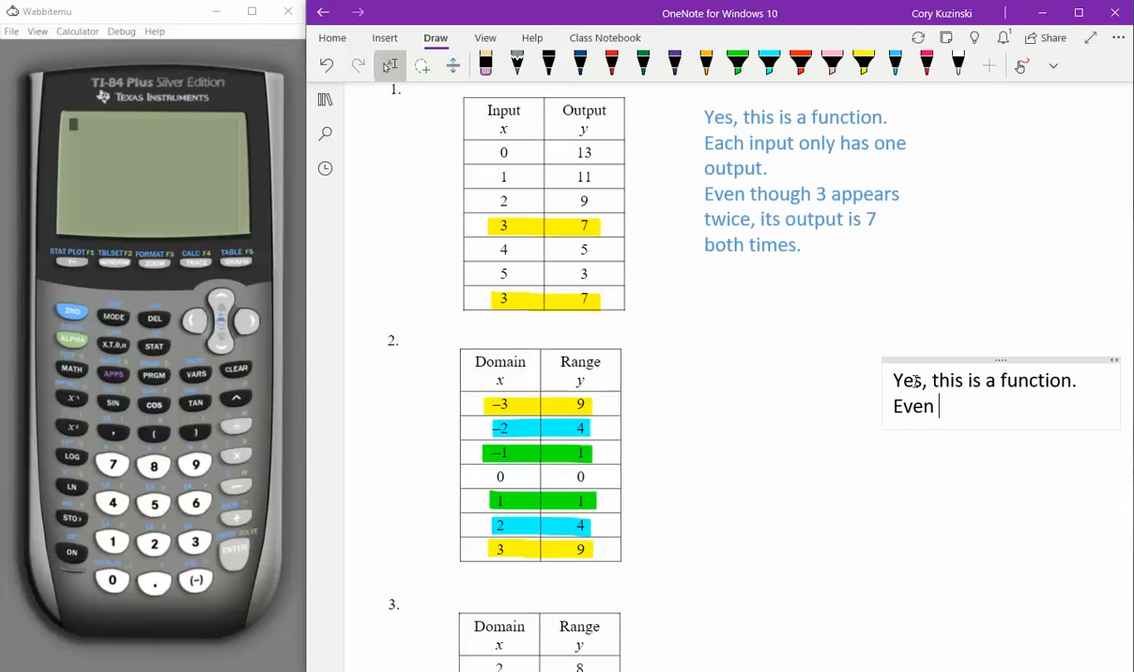How about this? Even though some inputs share an output, they all have exactly one output.